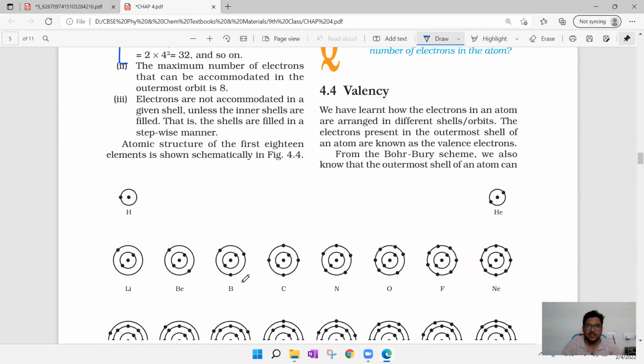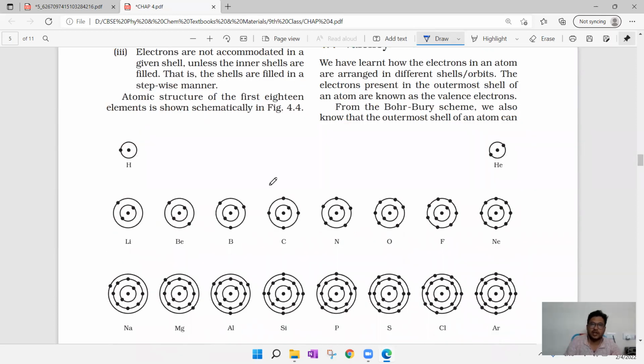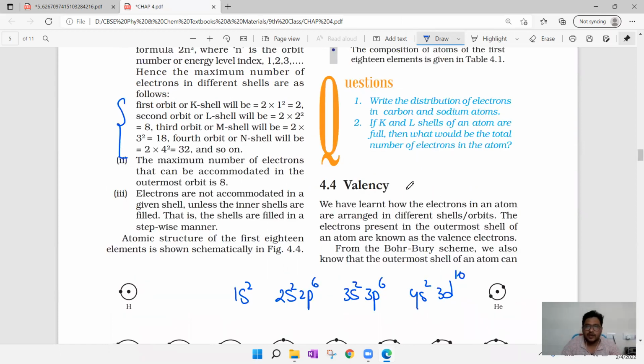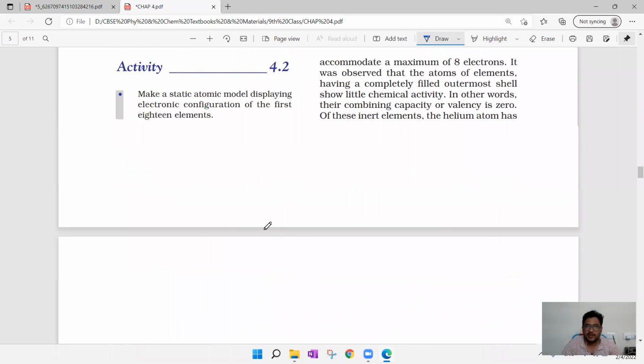And then this is the atomic structure you can observe by writing the electronic configuration. So we know the electronic configuration 1s2, 2s2, 2p6, 3s2, 3p6, 4s2, 3d10. This is the electronic configuration up to zinc. And valency, we have discussed valency, the combining capacity of an element.